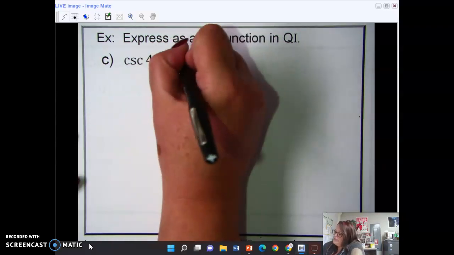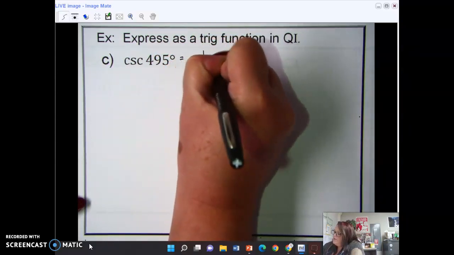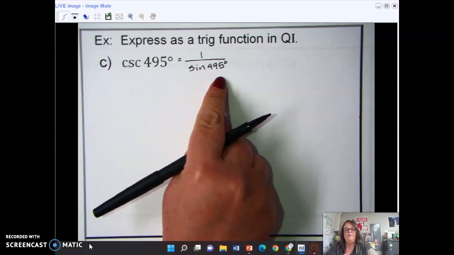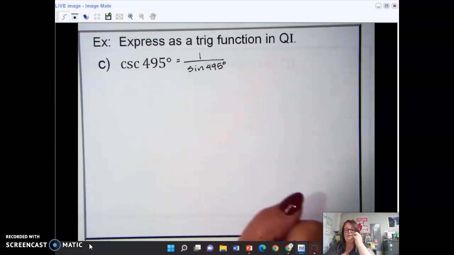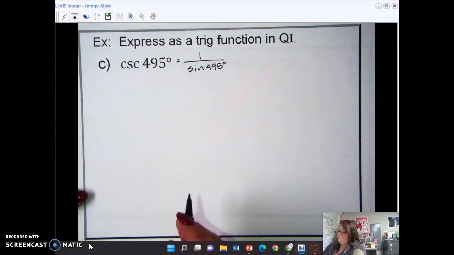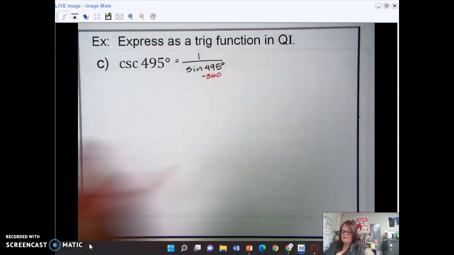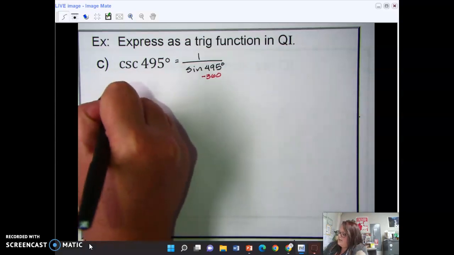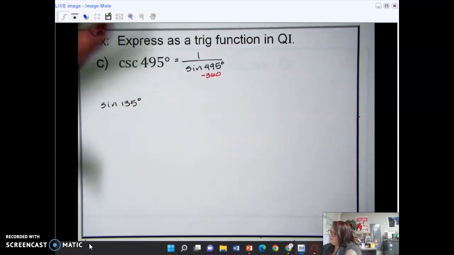So recognize cosecant of 495 is really the reciprocal of the sine of 495. So if I can figure out the sine of 495 with an angle in the first quadrant, then I can just take the reciprocal of it and I've got the cosecant, okay? So if I subtract 360 from 495, I get 135 degrees. So I'm going to consider sine of 135 degrees. I'll come back to the cosecant in just a minute.